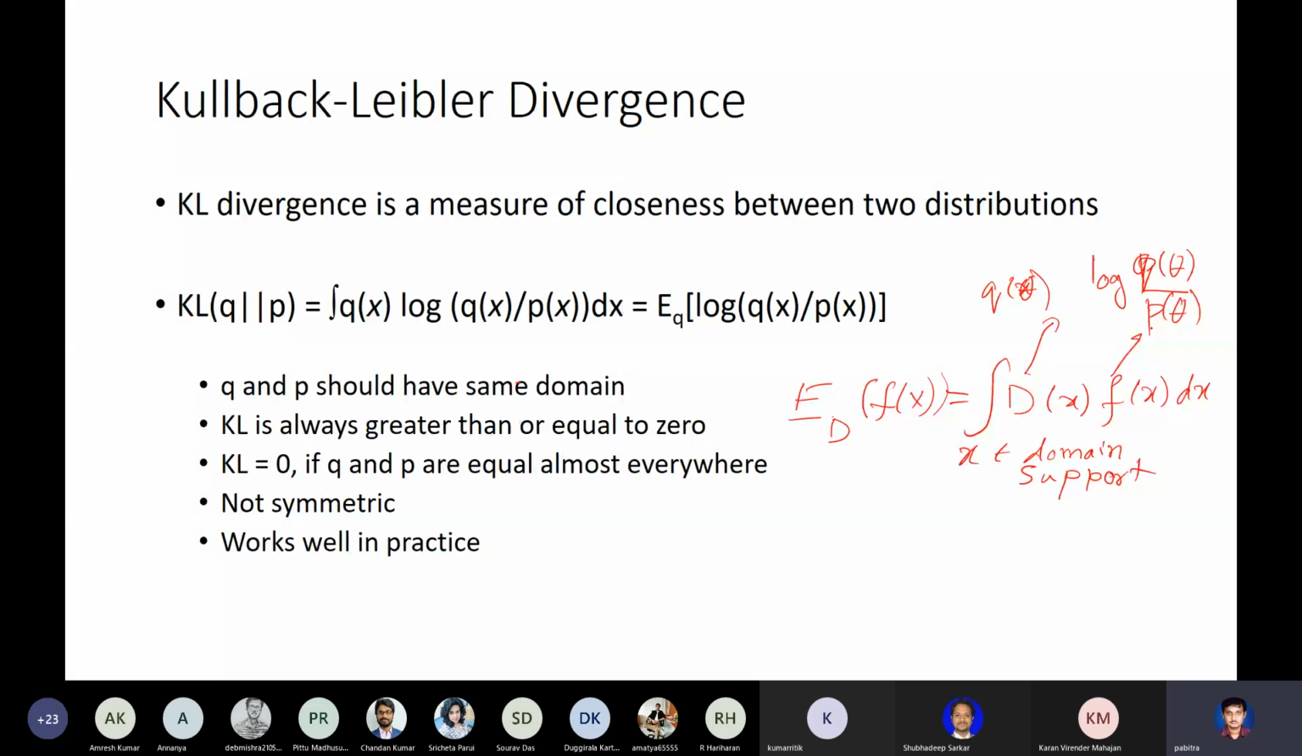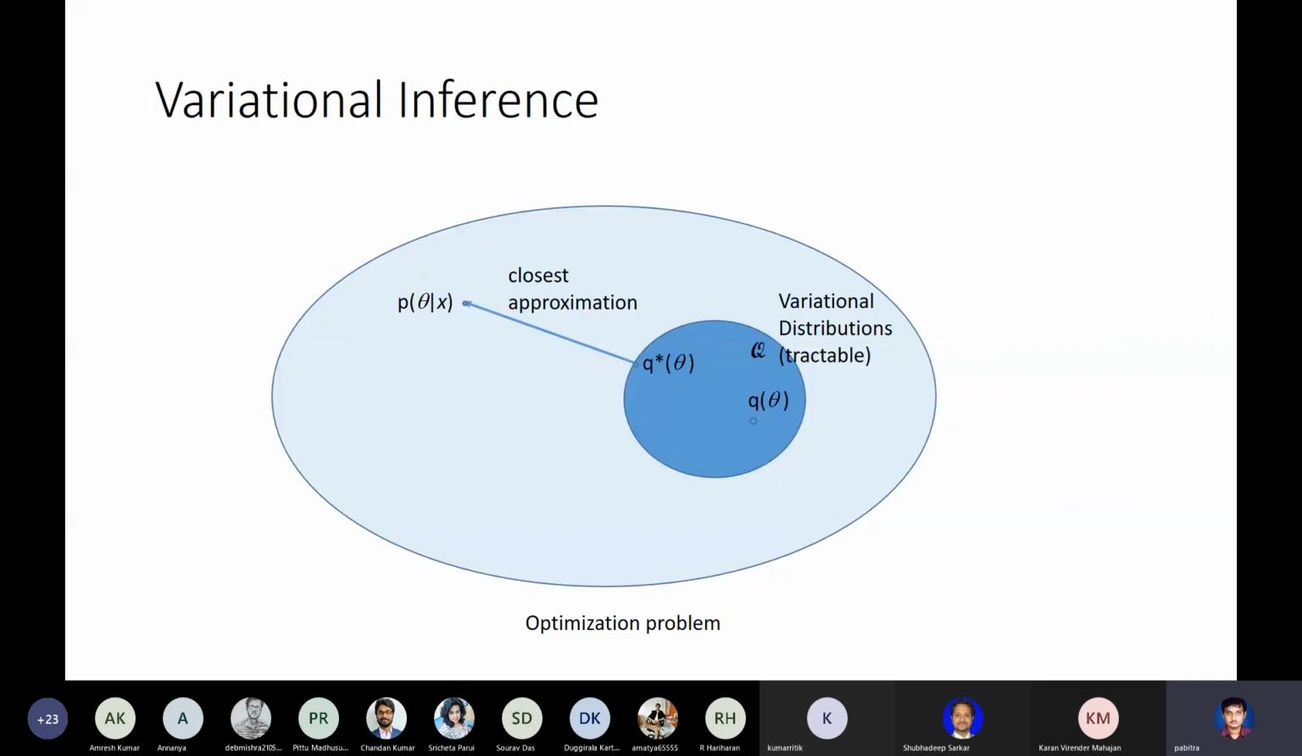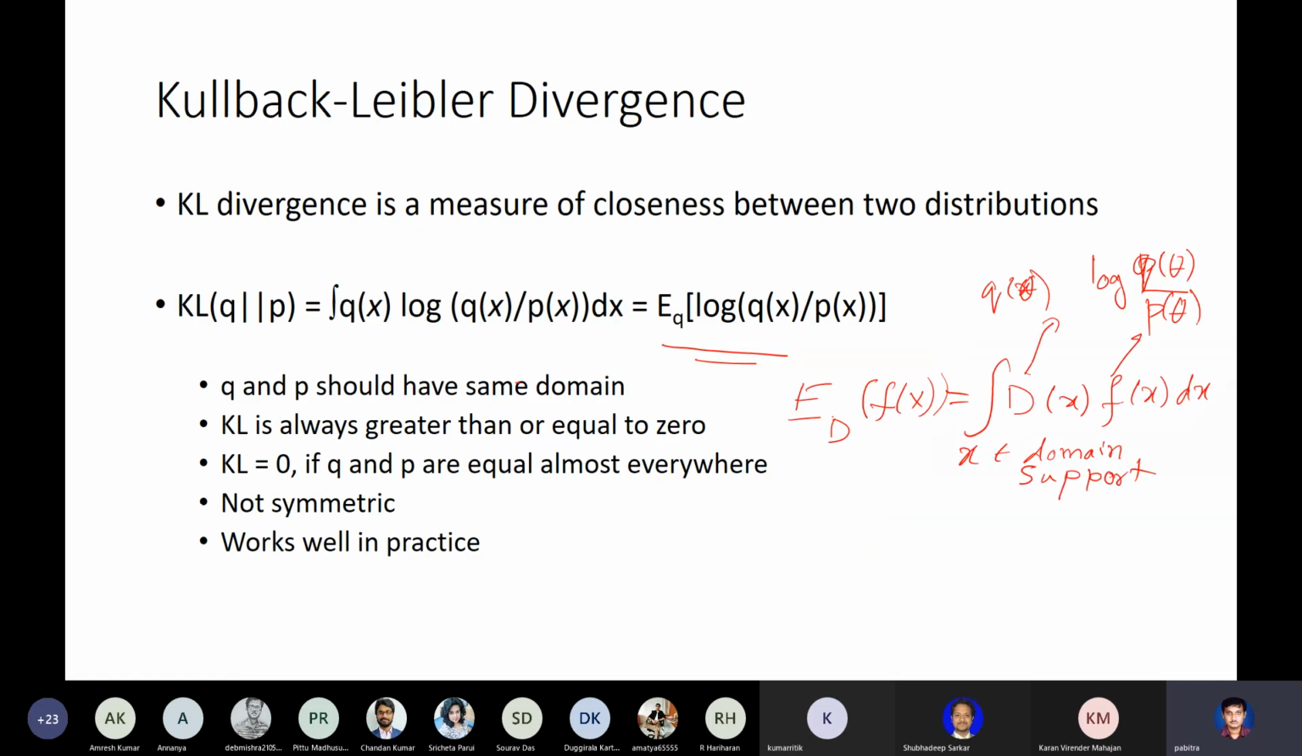We have already studied it before. So this we use as our distance in this method. There are some properties. First is that you can use Kullback-Leibler only if both Q and P have the same domain or same support. And by Jensen's inequality, we have already shown earlier that Kullback-Leibler is always greater than or equal to 0. The lowest value it can have is 0, and that happens when Q and P are the same everywhere where q(x) is non-zero, so almost everywhere Q and P are equal.